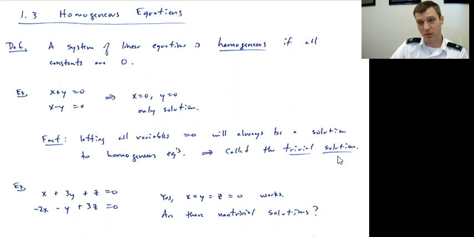We are actually interested oftentimes in non-trivial solutions, and we'll spend the rest of our time talking about that. Here's a new system. x plus 3y plus z is 0. Negative 2x minus y plus 3z is 0. Sure, again, I can make all my variables 0. Do I have non-trivial solutions?